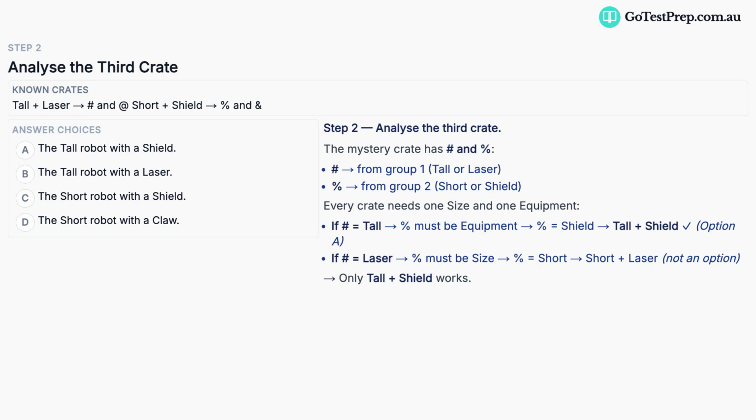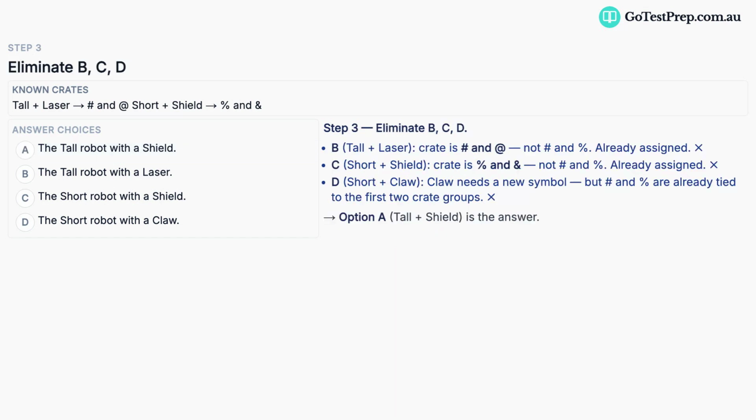Test the first path. If hash means tall, then % must be the equipment symbol, which means % equals shield. Result, tall plus shield. That is option A. Test the second path. If hash means laser, then % must be the size, meaning % equals short. Result, short plus laser, but that is not one of our options. So only tall plus shield works. Option A is confirmed.